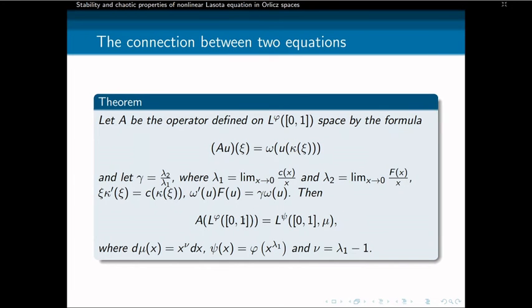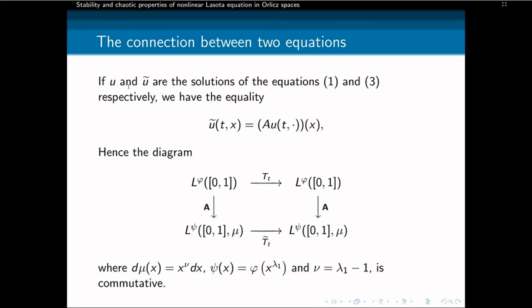We can try to find a connection between the linear and nonlinear Lasota equation, and we can construct the following operator A defined on the space L^phi by the following formula, and we assume that gamma equals lambda 2 over lambda 1, where lambda 1 and lambda 2 are the following limits. Then if the operator acts on Orlicz space L^phi, we get the Orlicz space generated by another phi function psi, with some measure mu, and phi function psi equals phi of x to lambda 1. Thanks to the construction of such an operator, we get the connection between the linear and nonlinear equation.